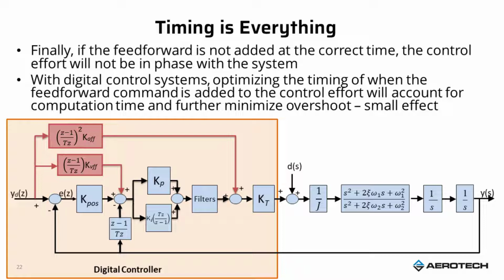Really what you need to do in this case is do a similar step response like I showed you in the last video, and advance or retard when that feed forward is inserted into the system, and see what the effect on the overshoot is. Essentially, what you're doing is trying to match the phase of the feed forward with the phase of the plant, so that the inverse feed forward cancels that out as close as possible. So the effect here will be minimal.